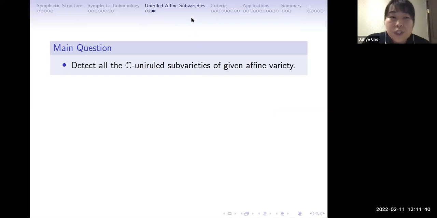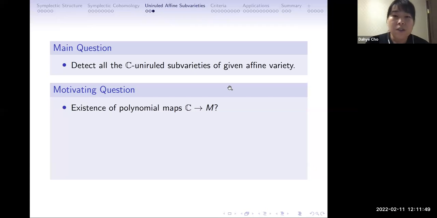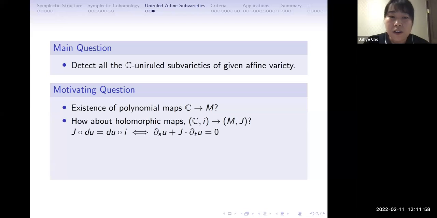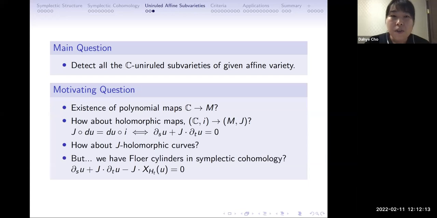So we want to detect all C-uniruled subvarieties of a given affine variety. The question is, for each point we want to find a polynomial map passing through it. And how about a weakened condition? Can we detect holomorphic maps satisfying the Cauchy-Riemann equation? How about pseudo-holomorphic curves? Symplectic cohomology has a Floer cylinder. There is a perturbed Cauchy-Riemann equation.